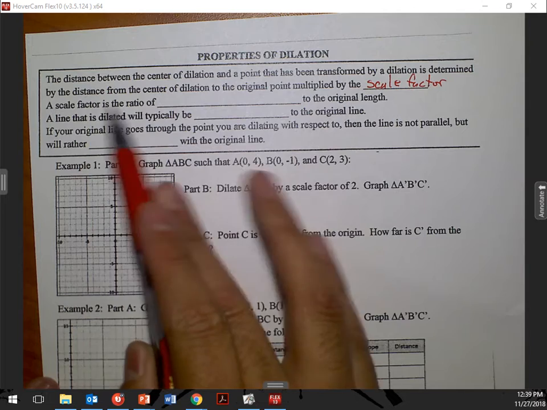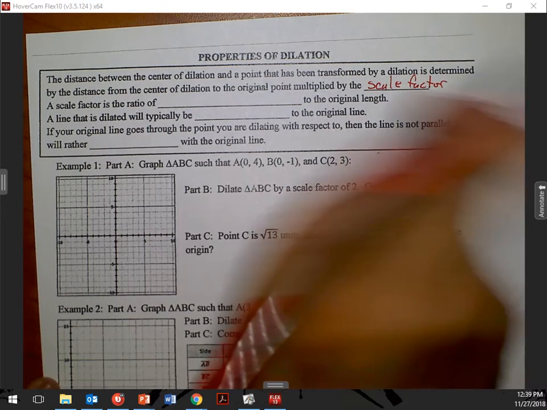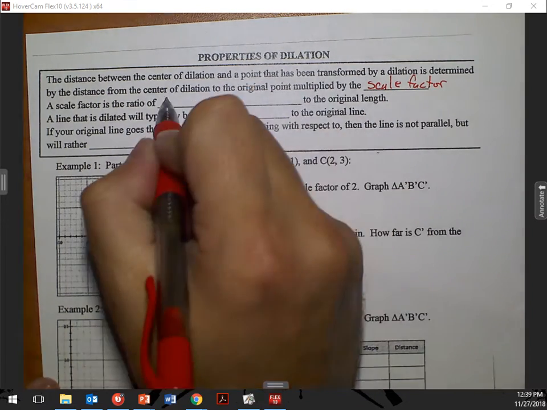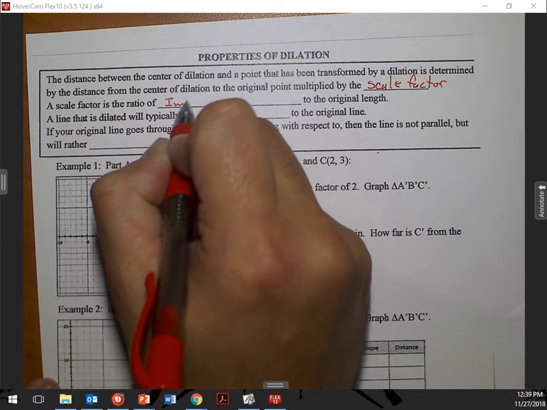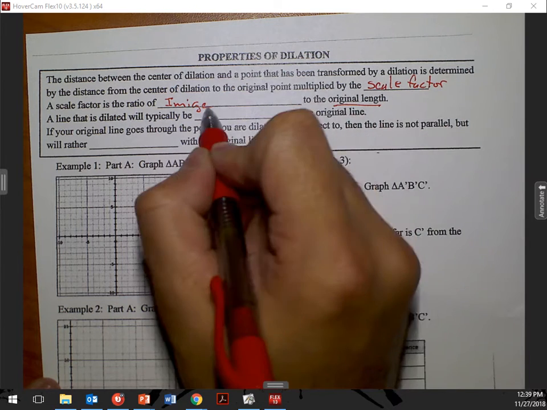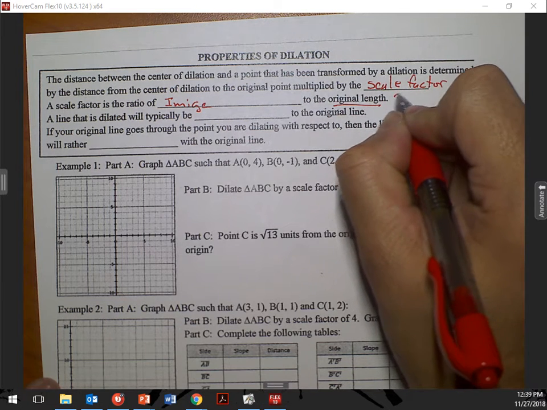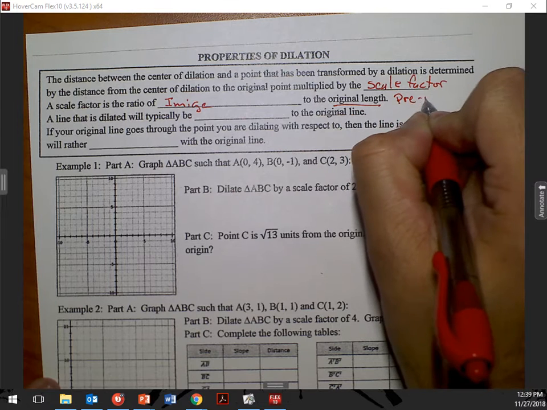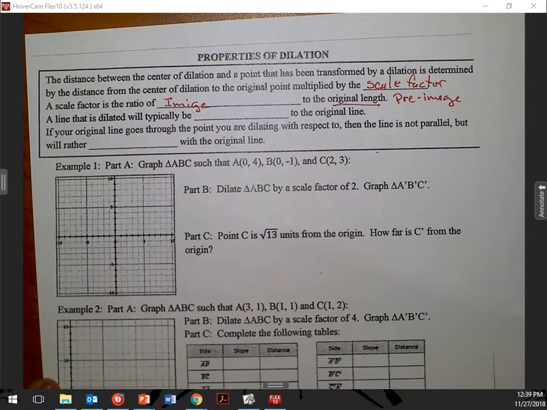Scale factor is the ratio of the image to the original length. If you're thinking about this, it's the image, and the original would also be called the pre-image. So the image to the pre-image, the first one to the second one.